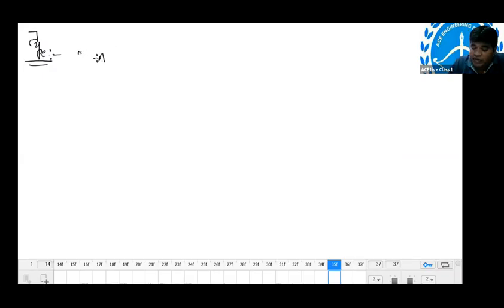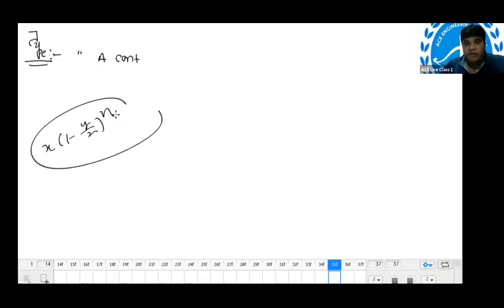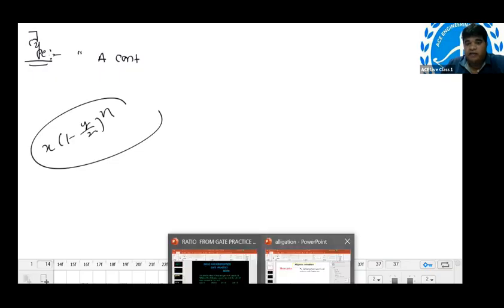A container contains X liters of quantity from which Y liters are taken out and replaced by water. This operation is performed n times. What is the pure quantity of the milk now? It is X into 1 minus Y by X whole power n. This is the formula.